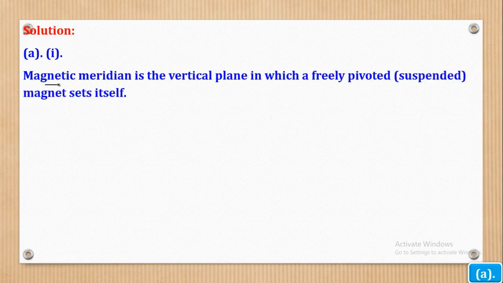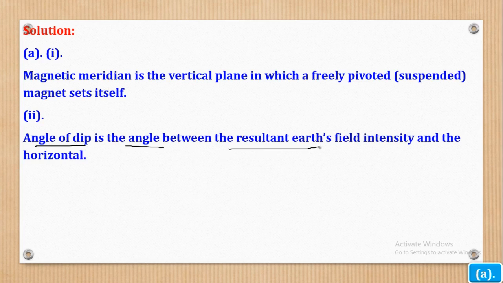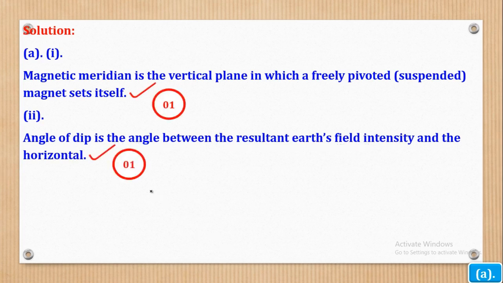So for Roman 1, we shall say that the magnetic meridian is the vertical plane in which a freely pivoted magnet sets itself. Then for Roman 2, we shall say that the angle of dip is the angle between the resultant Earth's field intensity and the horizontal. And that is how marks would be awarded.